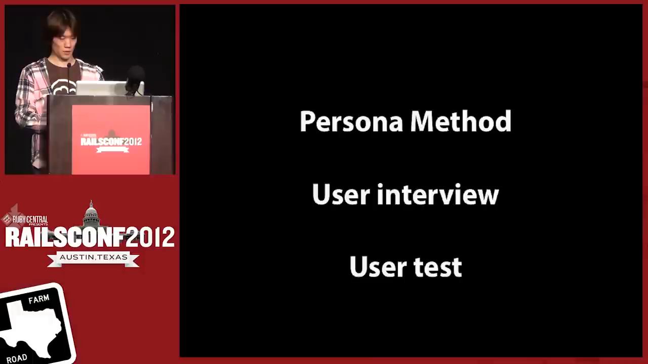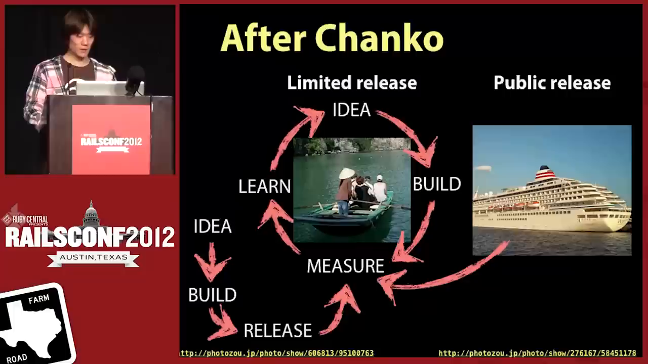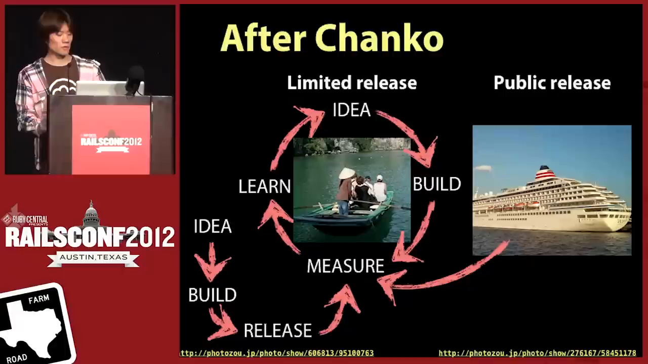Using this method, it was difficult to evaluate the real value of the things we built. Even though we were using personas and user tests, we still weren't confident that the features we were building were providing actual value. So we decided to change the way we develop new features. We stopped working in this closed world and went out to the real world.